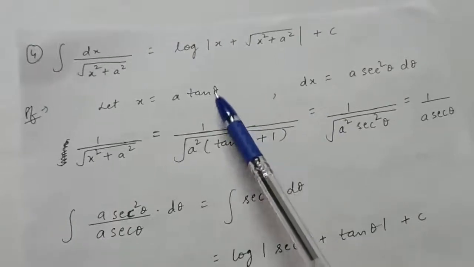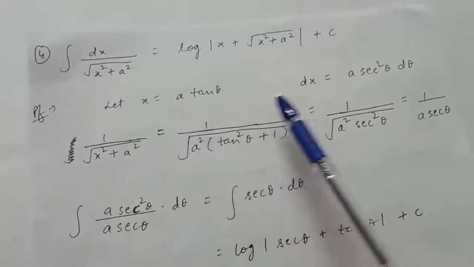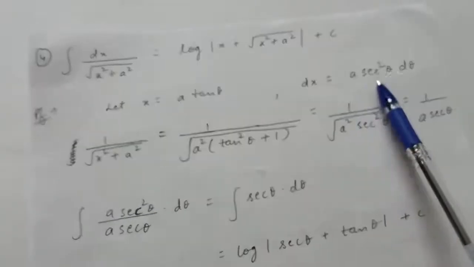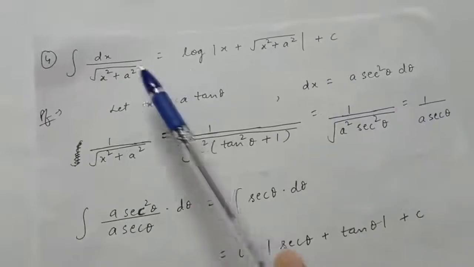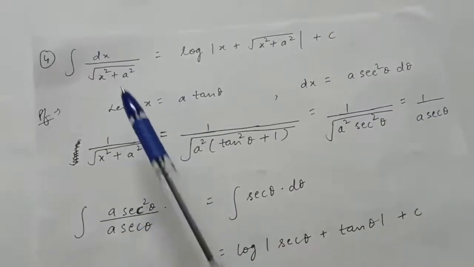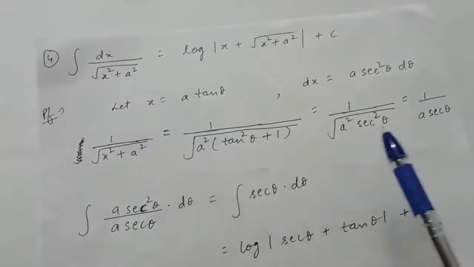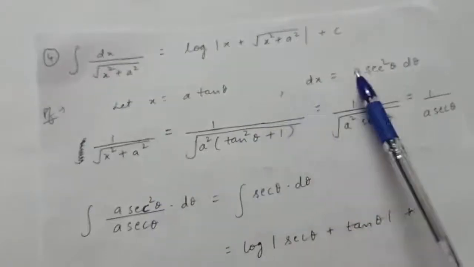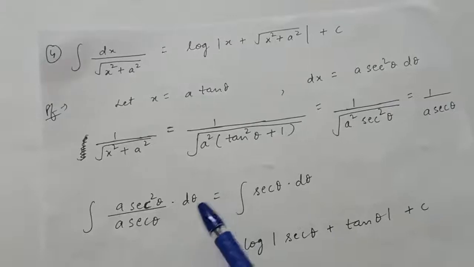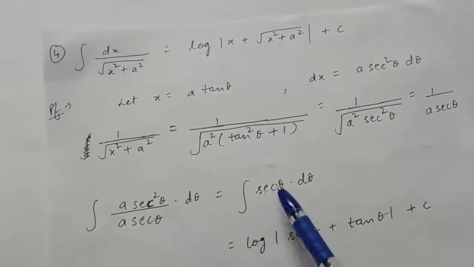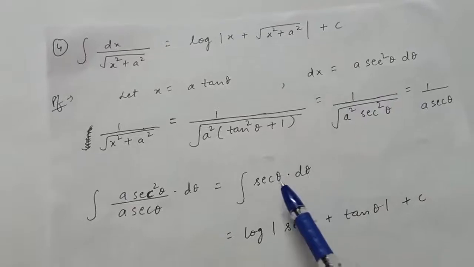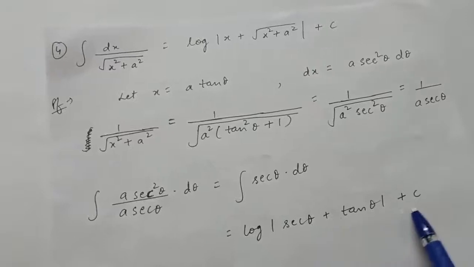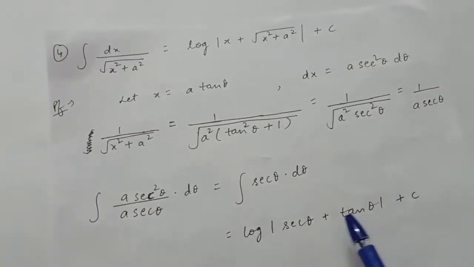Also x is a tan theta. When we differentiate both the sides, then dx is equal to a into the derivative of tan theta, which is secant square theta into d theta. So this given integral will now become, in place of 1 upon root x square plus a square, a secant theta will come, and in place of dx, a secant square theta d theta. Now cancel out this a, you will get secant theta into d theta, and the integral of secant theta is log mod of secant theta plus tan theta plus c. But we have to find the answer in x only.